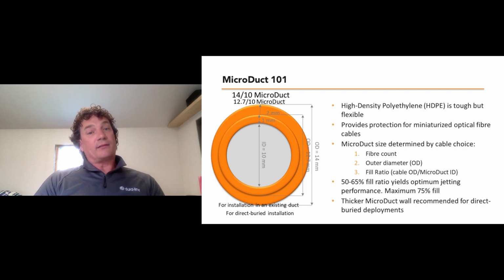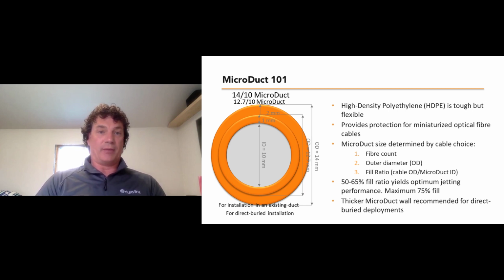You size that based on a fill ratio, and the fill ratio is calculated by the cable outside diameter and the MicroDuct inside diameter. Just simple math, we're not looking at cross-sectional area here. In order to get your optimum jetting performance in the furthest distances, try to keep that fill ratio to 50 to 65% with an absolute maximum fill of 75%. And the thicker the MicroDuct, the more rugged it is for outside plant applications.